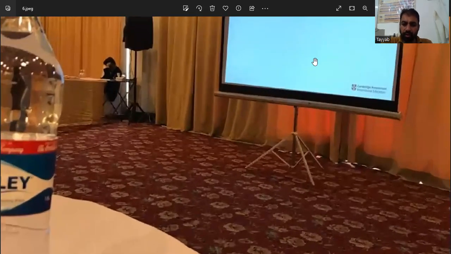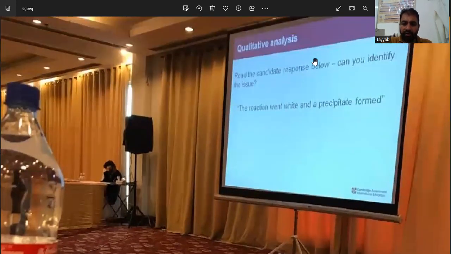Yes, this is very important. What is this? The reaction went white and precipitate formed. Remember, reaction is not a physical or tangible thing that you can describe. After the reaction, a white precipitate is formed and a colorless solution is there. Probably what the student wants to say is that if there is a precipitate in the test tube or in the boiling tube, this precipitate will settle down and above this precipitate there is a colorless solution. Actually, for this colorless solution, he is writing went white.